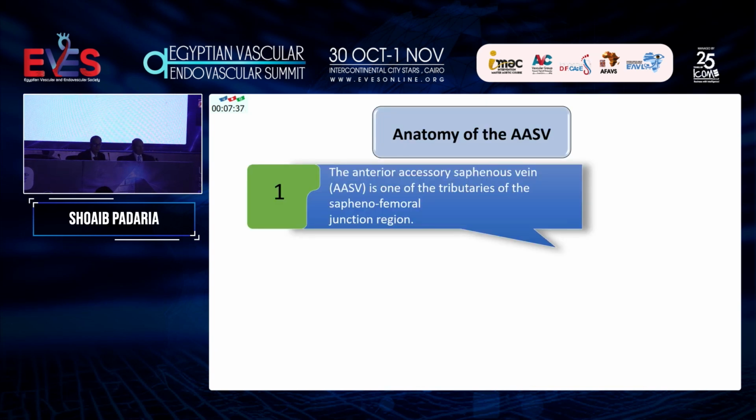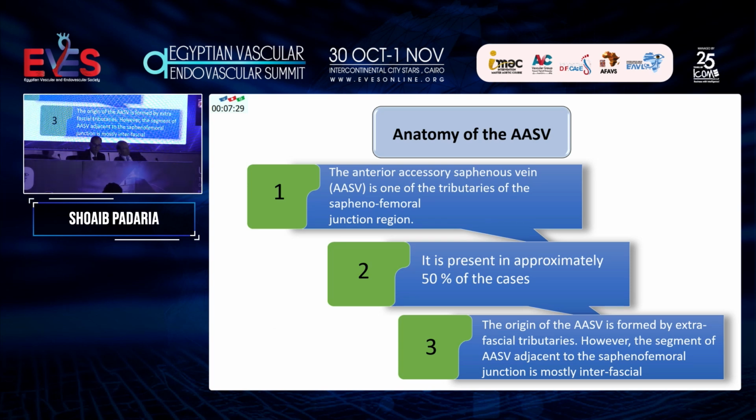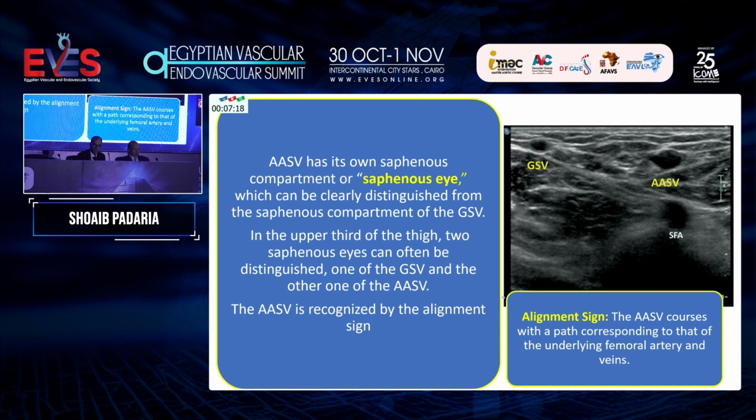If you talk about the anatomy of the anterior accessory saphenous vein, it's one of the tributaries of the saphenofemoral junction. It's present in about 50% of cases. The origin of the AASV is formed by extrafascial tributaries, while the segment of the AASV which is adjacent, that means cranial, to the saphenofemoral junction, is mostly interfascial.